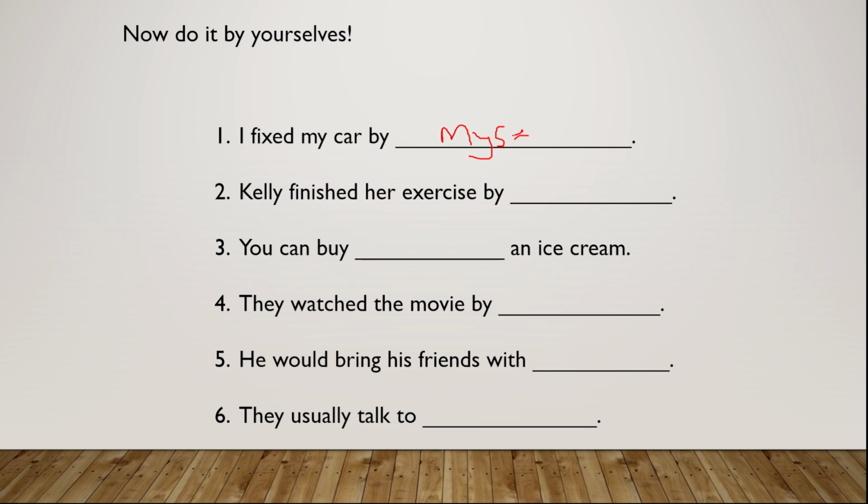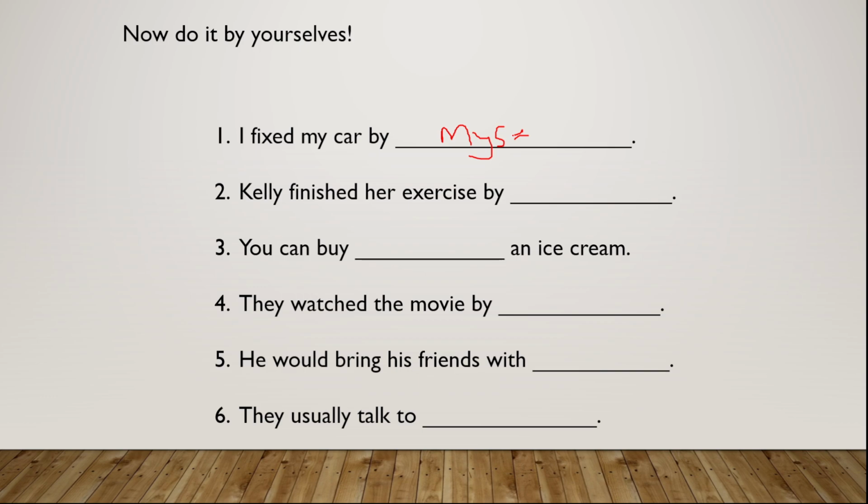Okay, so sorry about this. This writing cannot be that good. Okay, I fix my car by myself. Good. Now 2. Kelly finished her exercise by herself. Okay, because we are talking about Kelly, which is her. So Kelly finished her exercise by herself.